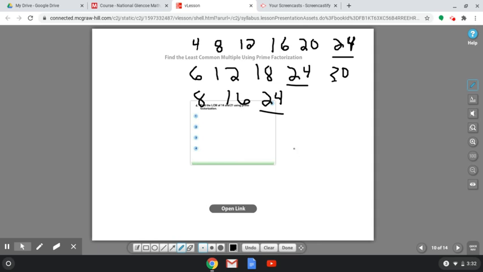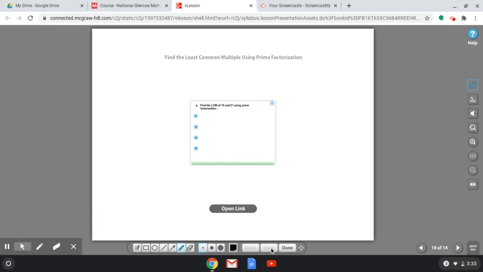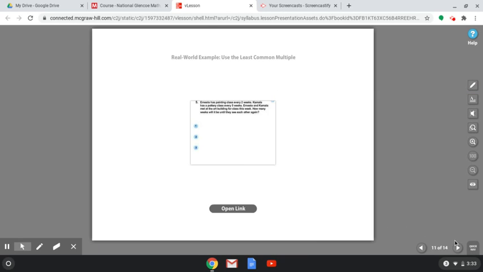Now I'm going to show you an answer that many kids will give me when I say, what is the least common multiple of 4, 6, and 8? There's a ton of kids that are going to put this. That is actually the greatest common factor of 4, 6, and 8, not the least common multiple. So make sure you know the difference between those two. Can be super duper tricky.